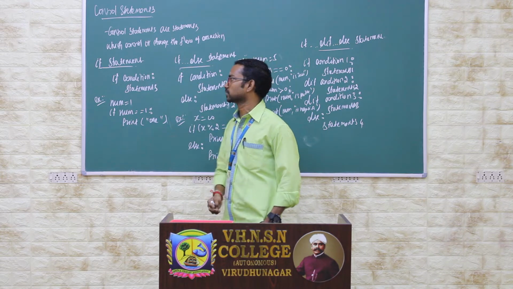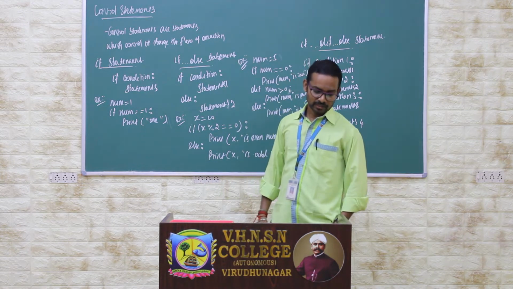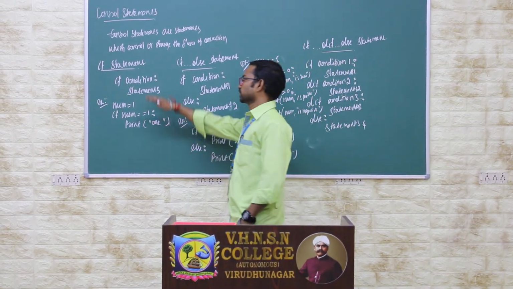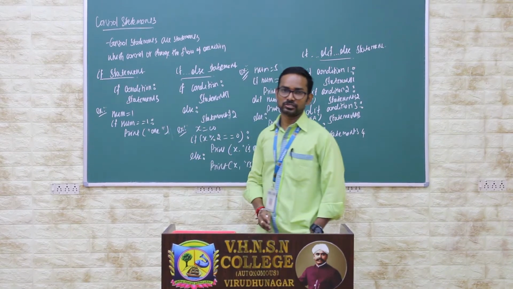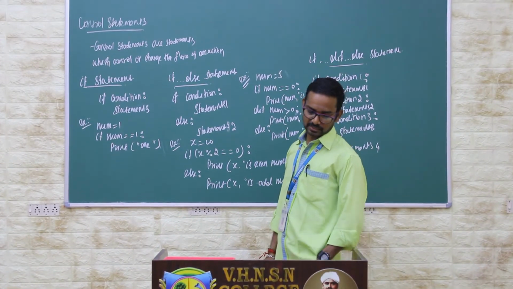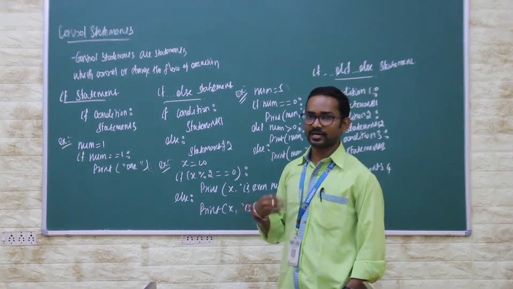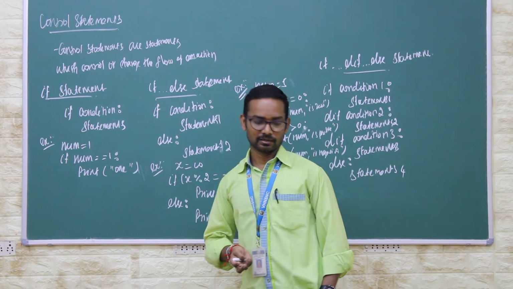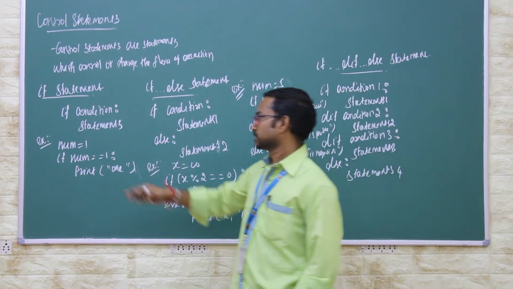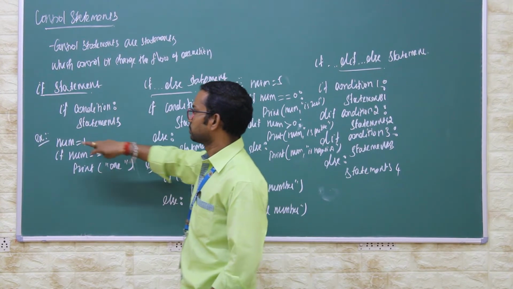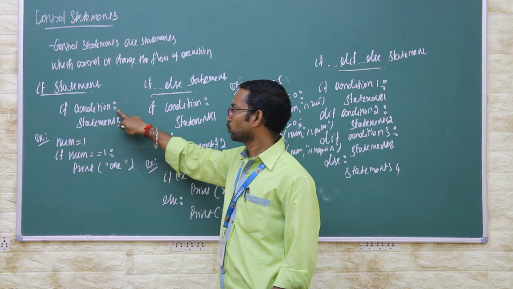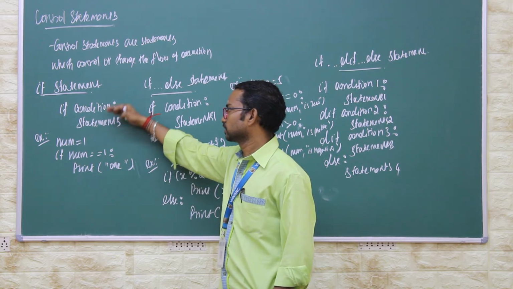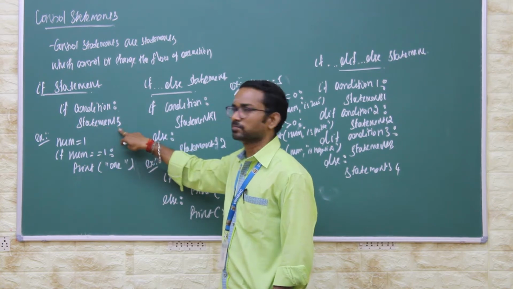One of the control statements is called the if statement. This statement is used to execute one or more statements depending on whether the condition is true or not. The syntax, the correct format of the if statement, is: if condition, followed by a colon. If the condition is true, then the further statements are executed.